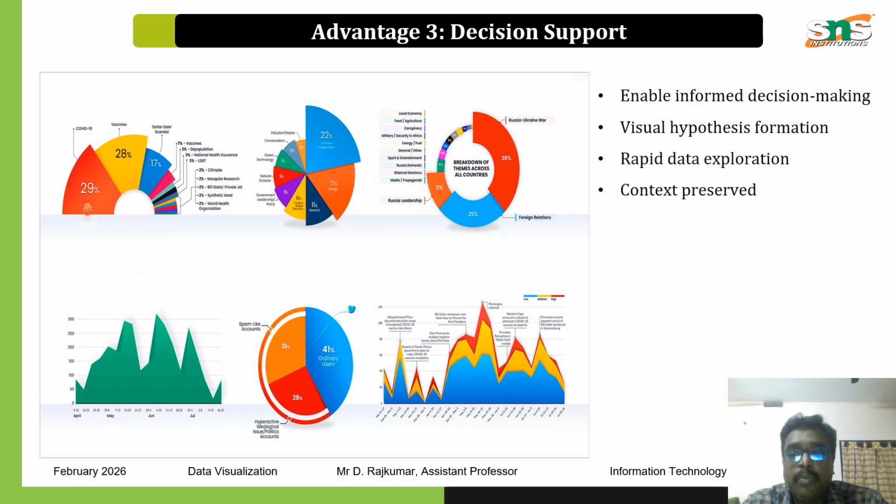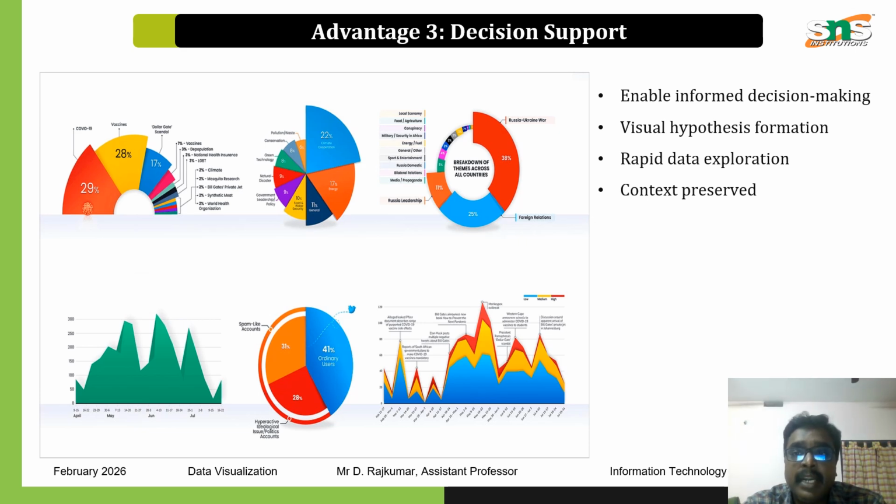The third one is decision support. This is the main advantage of data visualization, which helps us take better decisions. It enables informed decision making by identifying trends or patterns, or by analyzing historical data. It also helps us formulate visual hypotheses, build on them, and either accept or reject the hypothesis. The context is preserved, so we need not go out of context, and we can put maximum confidence in the data if it is presented correctly.